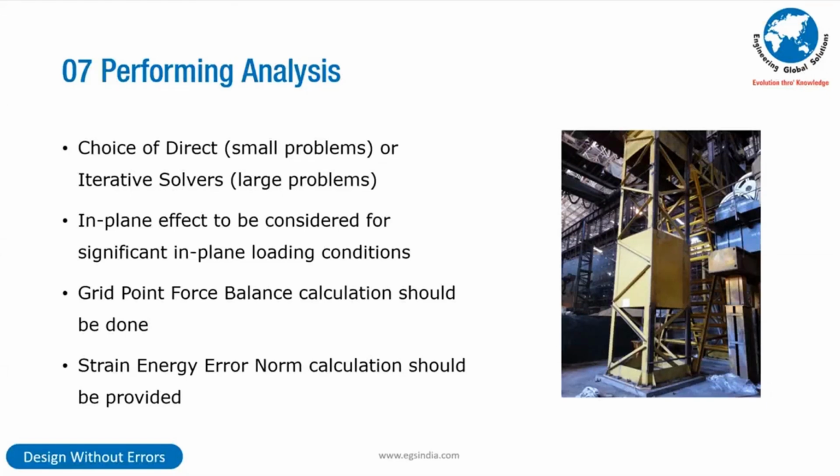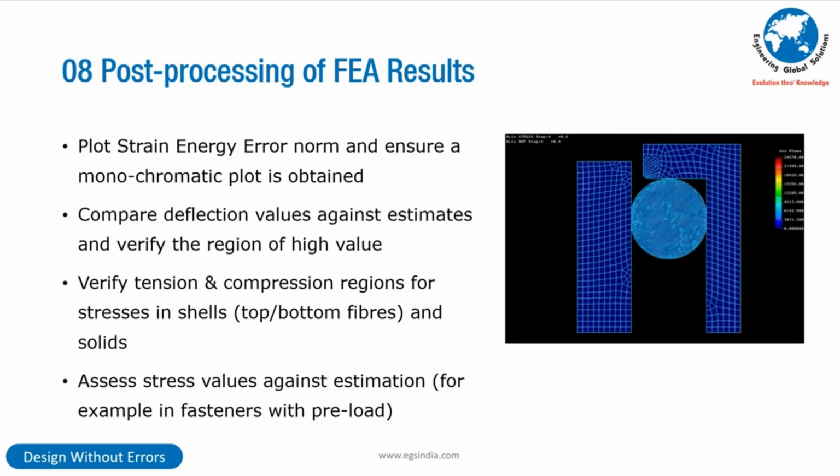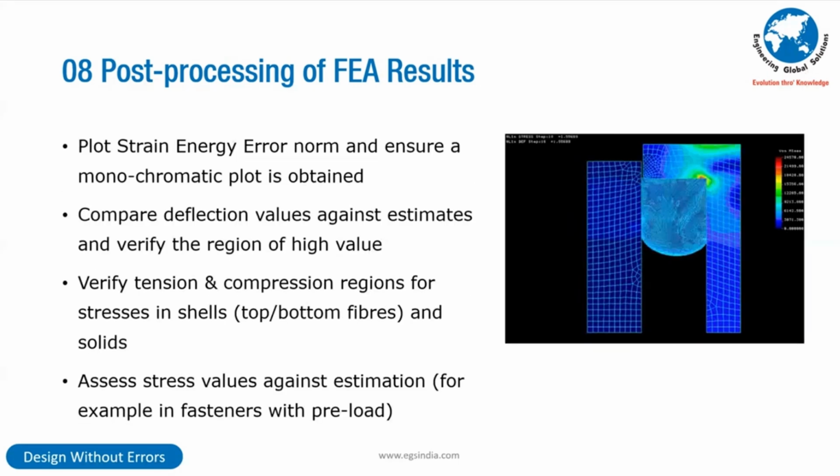So you need to look at in-plane effect. You need to look at the grid point force balance. You need to look at the strain energy norm to ensure that the stress that you have got is actually a converged stress. Your stiffness matrix ratio has to be between these two. If you use millimeters, check the reactions, guys. And if it doesn't tally with the original within 2%, go back and look at where your model is leaking. Check for errors and warnings, and your mass has to tally within 2 to 5%. And then post-process your FEA results, compare the deflection against manual calculations.